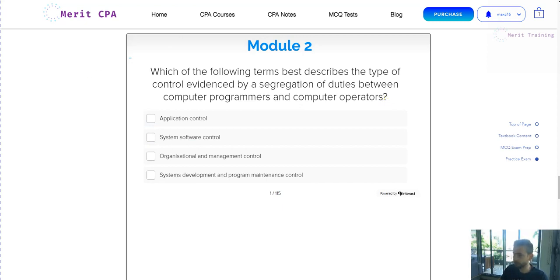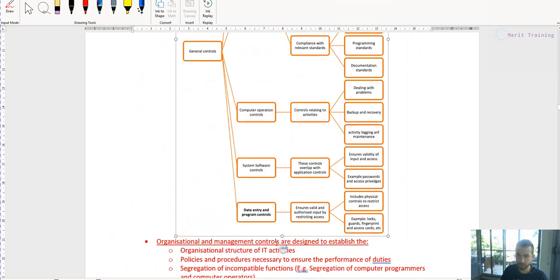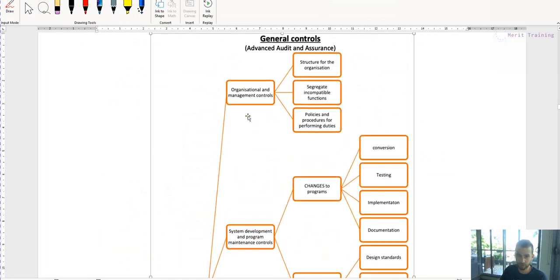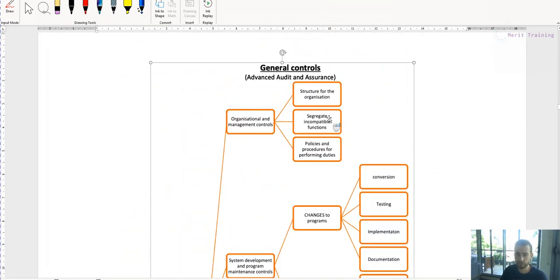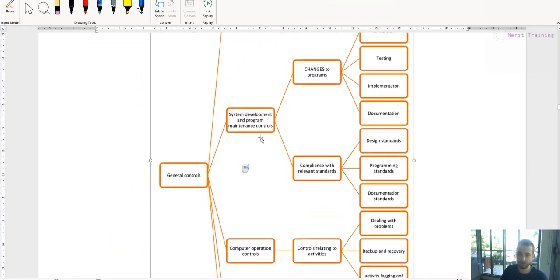So what I would do is bring up the notes in the relevant section talking about general controls, and you can just do a Control F on general controls. That will bring you to this diagram here, which talks about general controls. It visualizes the different breakups of where they can fit. For example, they can be organizational and management controls, which is to do with the structure of the organization, segregation of duties and policies for doing those duties. Then you've got systems development and program maintenance controls, like who can actually maintain it and when it's maintained, ensuring any changes keep the program compliant with standards and requirements.